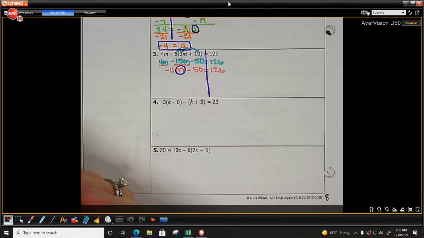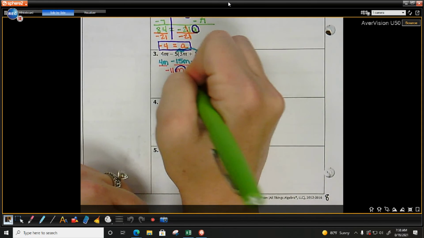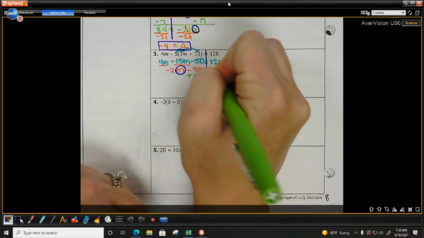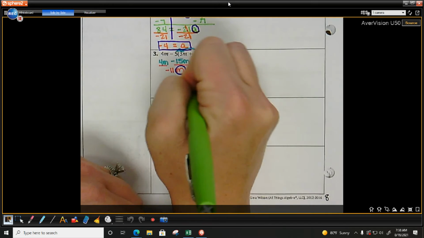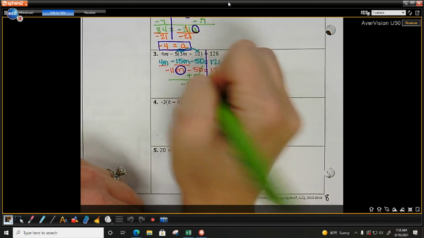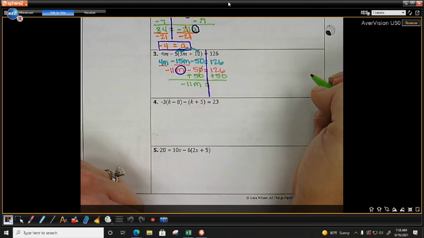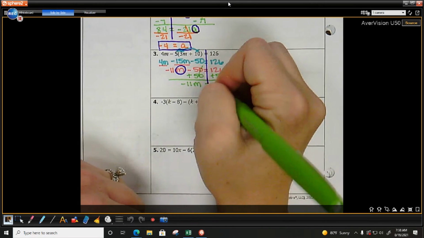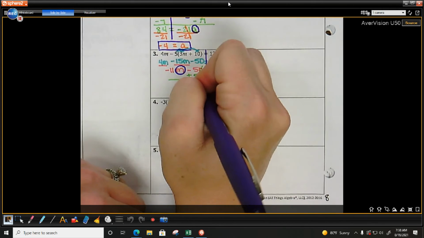Okay, what do I do next? Plus 50. We need to get rid of our constants. We're adding 50 on both sides. So now I have negative 11m equals 176. Keep your m circled because m is still not by itself.